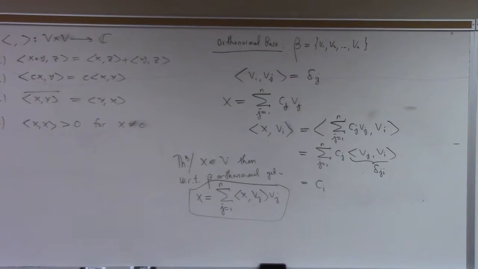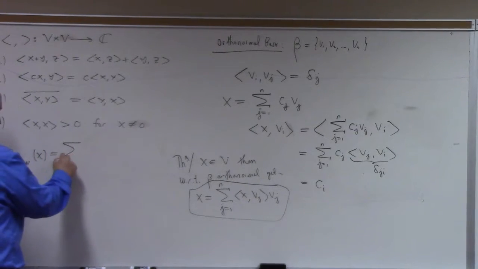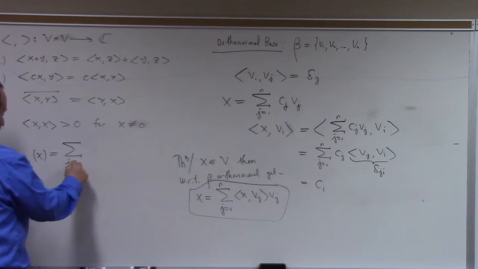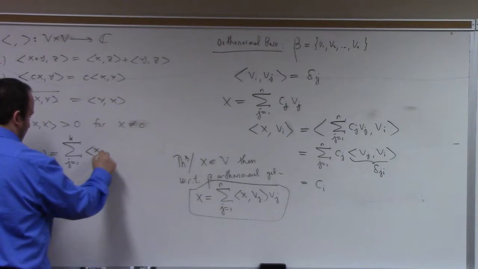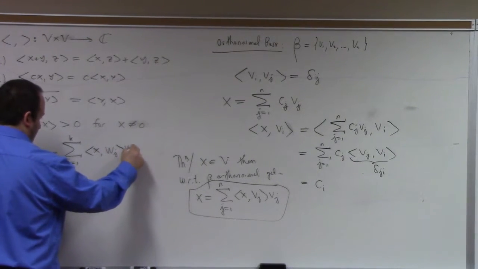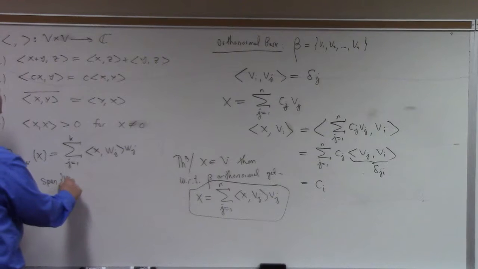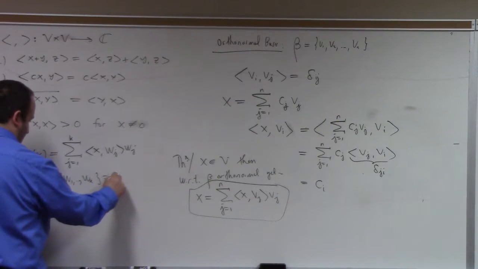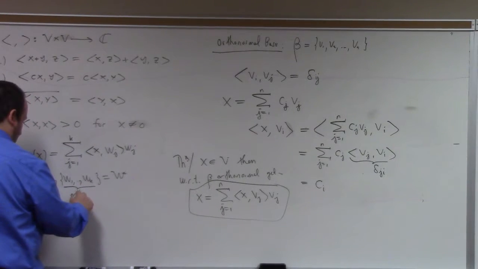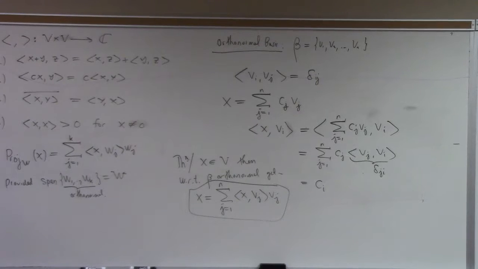And it's essentially for the same reason that I want the projection onto a subspace W of x to be the sum, j equals 1 to k, of the inner product of x with Wj times Wj, provided the span of W1 through Wk equals W, and this is orthonormal. Because the boxed formula that I just wrote down should become the projection formula in the case that W is the whole vector space. So these things have to work together in that sense.